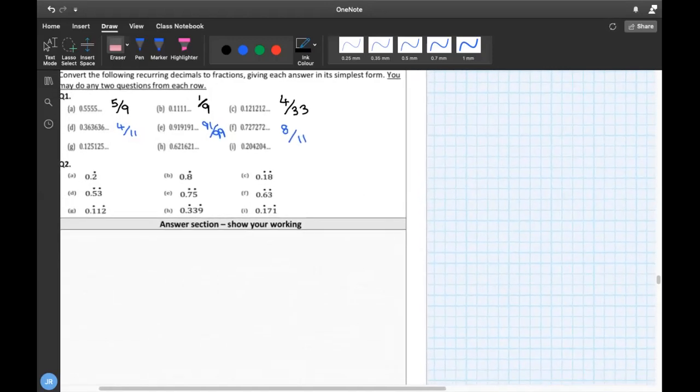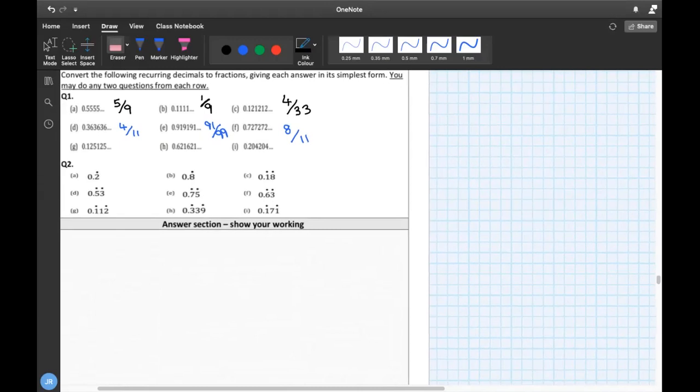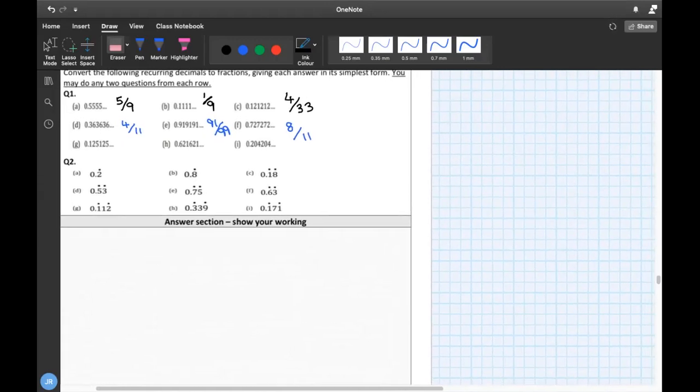Okay, so for G, let's have a look at this one now. We've got 0.125, 125, 125. We'll do this one in green. So we'll put x equal to the original, 0.125, 125, dot, dot, dot.